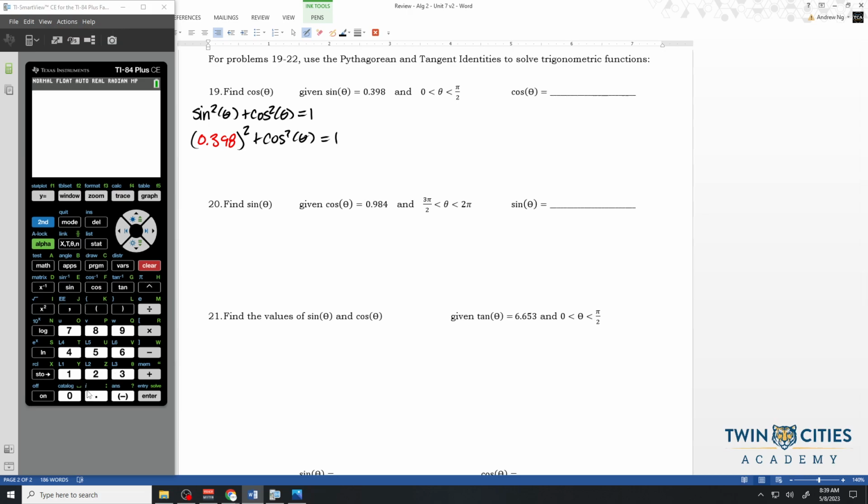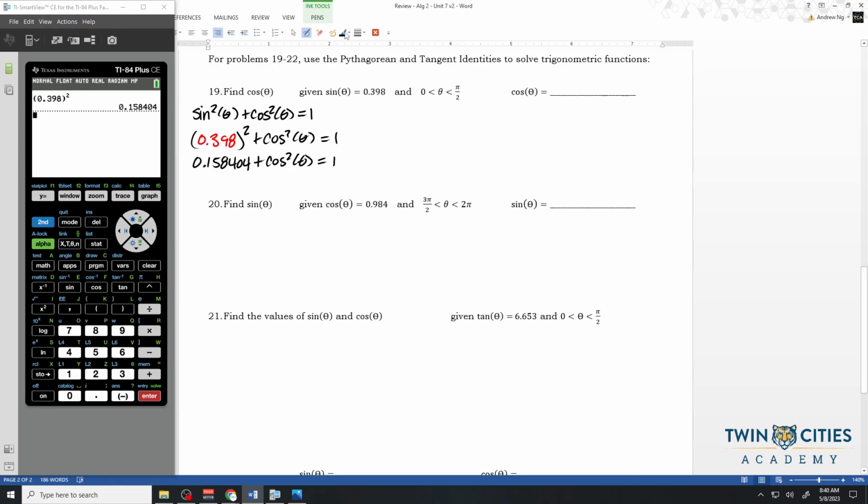So in the calculator, let's find out what that is. 0.398. And let's square that. Okay, so this is 0.158404. Now what I'm going to do is I'm going to use this whole thing here. I'm going to try not to round until the end so that my answer can be as precise as possible. So this is sine squared of theta. So now plus cosine squared of theta equals 1.